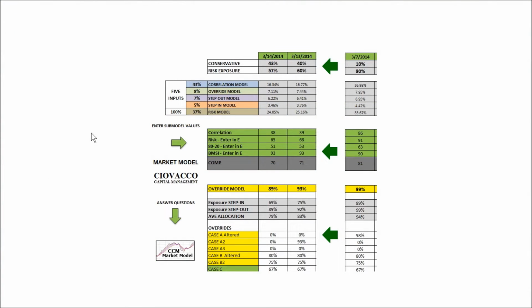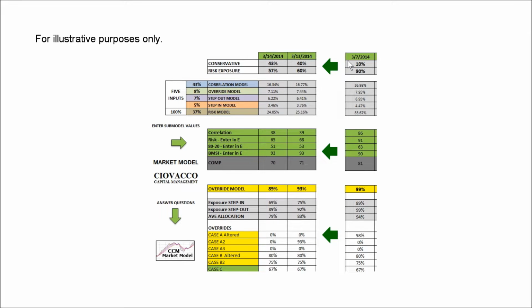This is a screenshot of the master CCM market model. This is described in a little bit more detail at the end of the video, so we'll move quickly here. The market model answers numerous questions, but the most important question is a reasonable exposure or mix between risk assets such as stocks and conservative assets such as bonds.